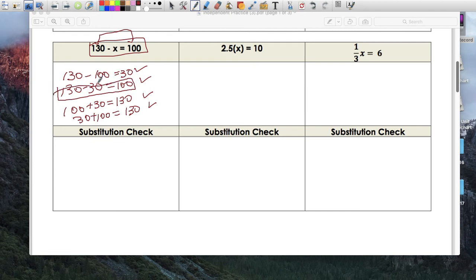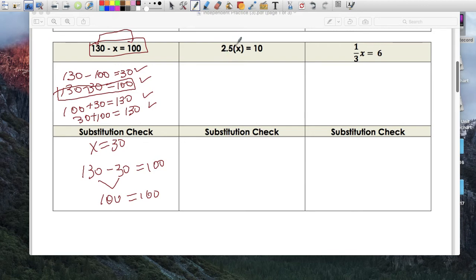So 30 here is in the position of the x, so x equals 30. All right, so if you substitute, you get 130 minus x, minus 30 equals 100. 130 take away 30 is 100, which does equal 100 on the other side. Okay, so fact families really come in handy over here.